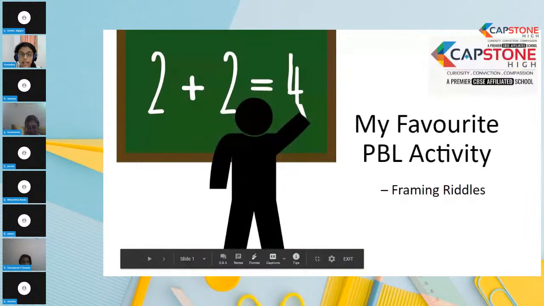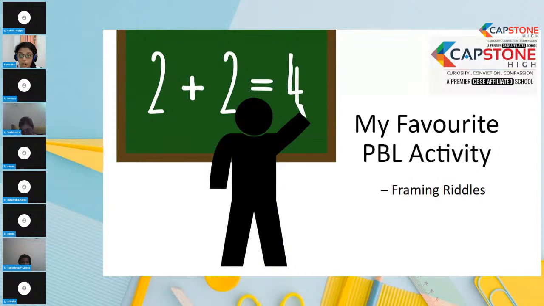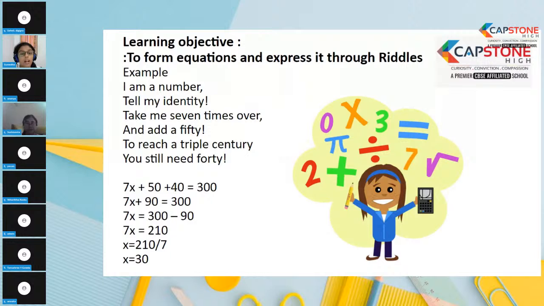Good evening, everyone. I'm Sumedha, studying in grade 7 at Capstone High. Today, I'm here to talk about my favorite PBL activity, framing riddles. The learning objective of this activity is to form an equation and express it through riddles. Example: I am a number, tell my identity. Take me 7 times over and add 50. To reach a triple century, you still need a 40. This riddle can be expressed as 7x plus 50 plus 40 equals 300.